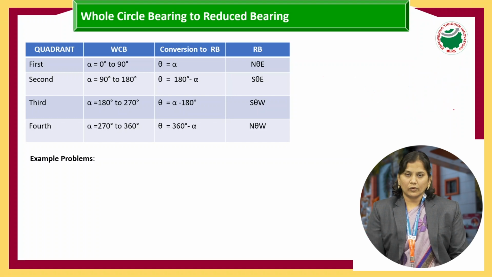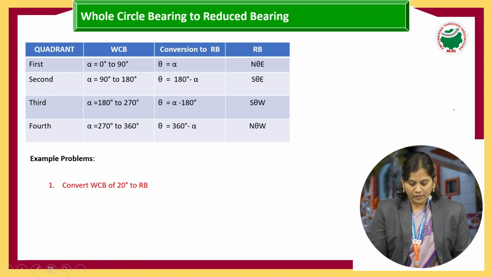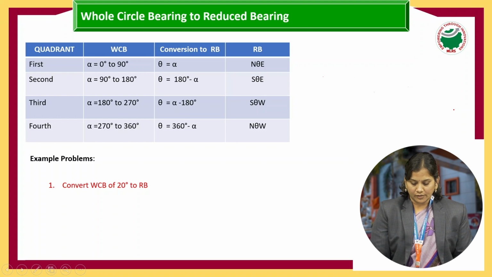In order to get more clarity, we will see some problems. First one: convert a whole circle bearing of 20 degrees to reduced bearing.